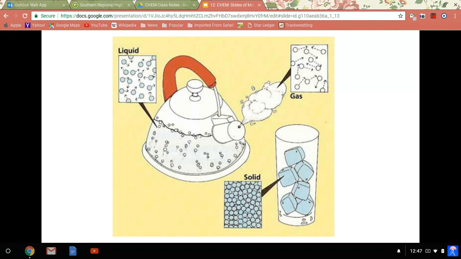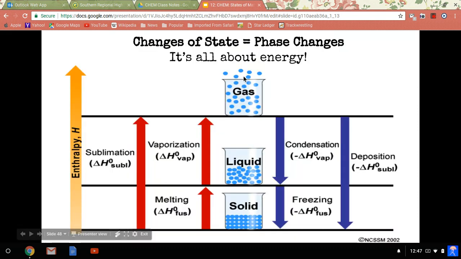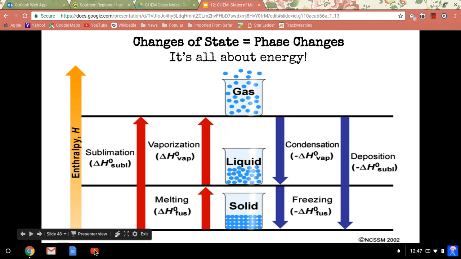Another name for these phase changes that take place is changes of state. So changes of state, phase changes, they mean the same thing. And in either case, it's all about adding or removing energy. So to go from one to the other, if you're going to go from a solid to a liquid to a gas, you're going to be adding energy to get there. To go from a gas to a liquid to a solid, taking away energy.